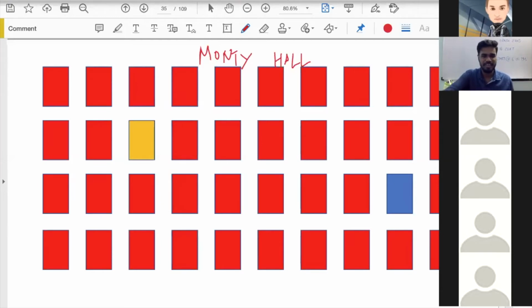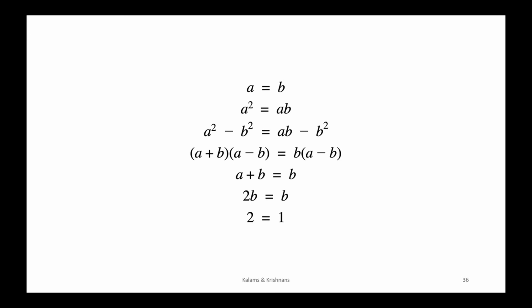Let me go to the next problem. This is a simple one. I have some derivation over here. Where does the first problem occur? Again, give your answers in the chat, and then I will ask you why you think the problem occurs in that line. We start with A equal to B, we do some manipulations, and we end up with 2 equals 1. Where is the problem occurring for the first time? In which line? Is it line 1, 2, 3, 4? We have 6 lines over here.